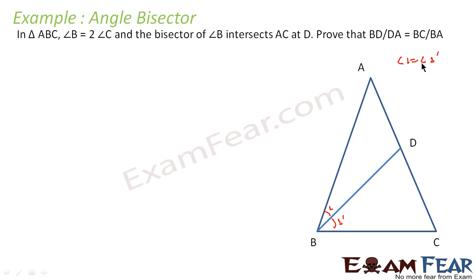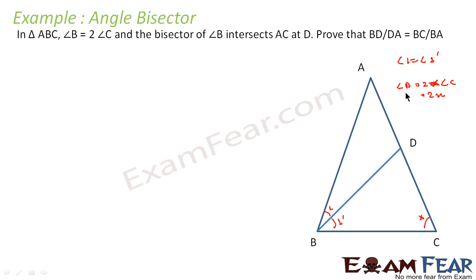Angle B is equal to twice angle C, right? So if this is equal to X, actually this whole thing is 2X. Let's suppose this is X. I'll find the value of X first, right? If this is X, angle B is nothing but 2X, because angle B is nothing but 2 into angle C. Angle C is X.